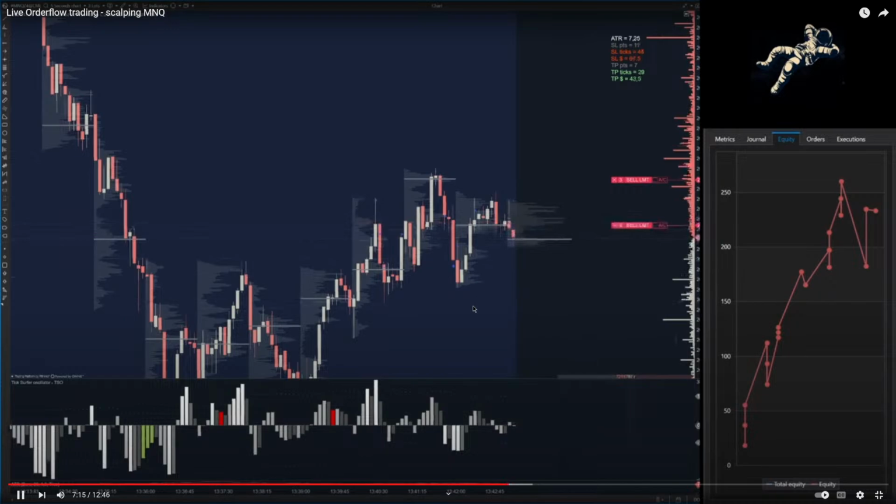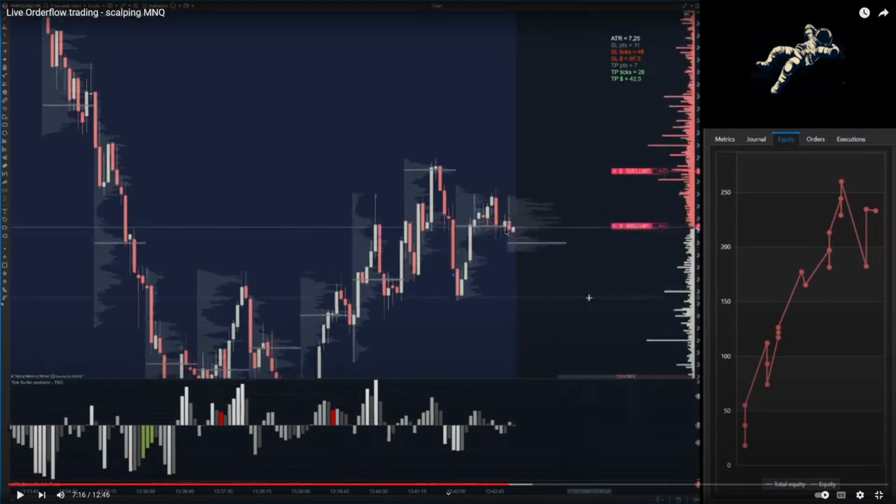Order placed. Now I just start seeing some aggression in the sellers. We see a head and shoulders pattern. We could argue left shoulder, one of these with the head, and then we start forming a right shoulder.